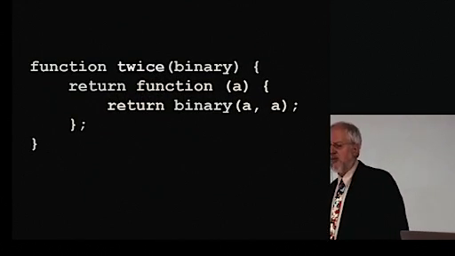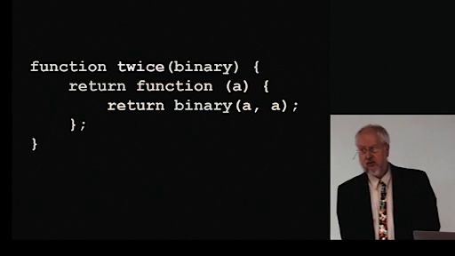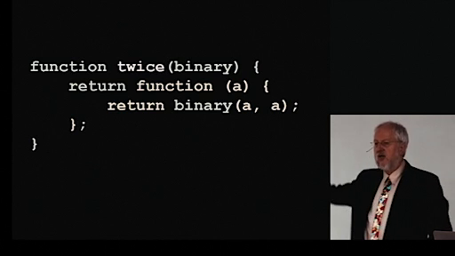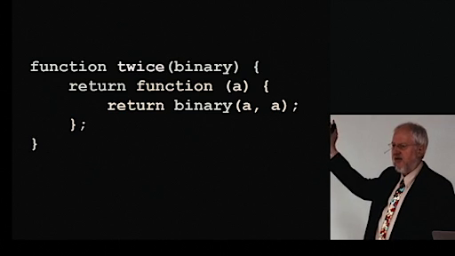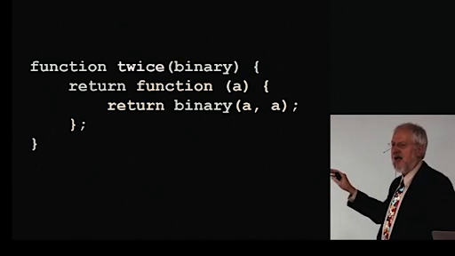So here is twice. Twice takes a binary function, returns a function that takes an argument, and it returns the result of calling the binary function with that argument twice. So who got twice? Very good. If you didn't get it, write it down. You're going to need it for another one. Any questions before we go on to the next one?